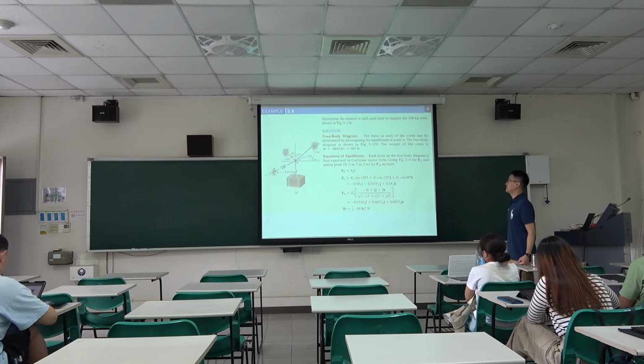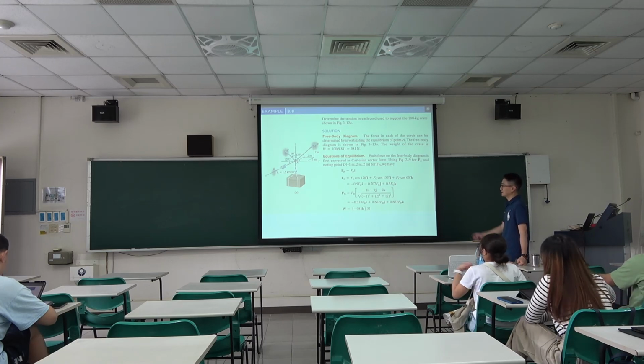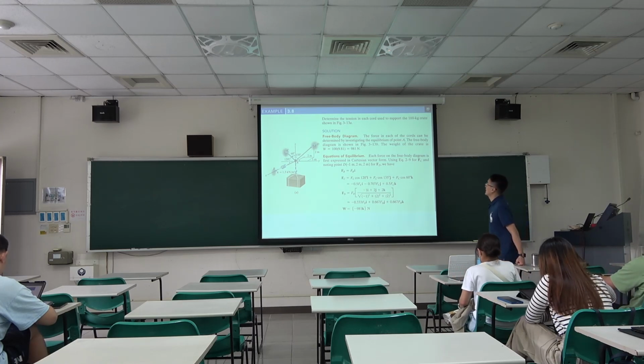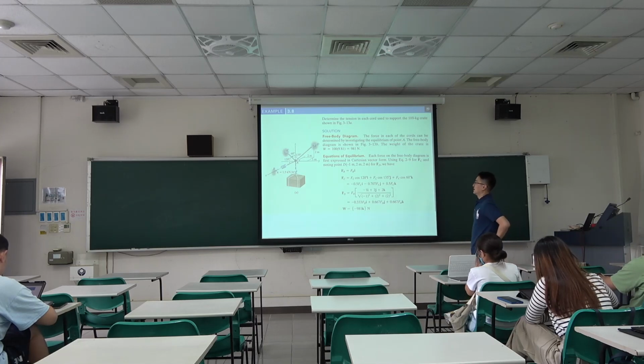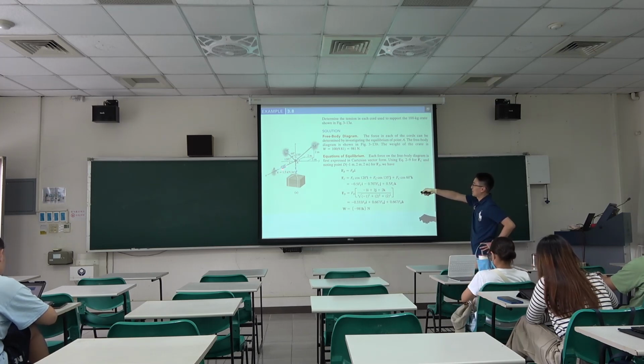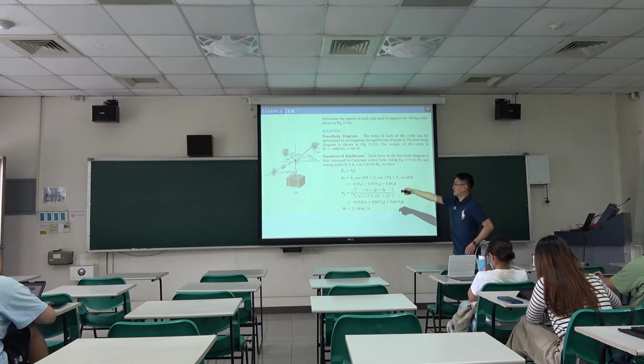Okay, next example. Determine the tension in each cord used to support a 100 kilogram crate. This one is 100 kilogram, and therefore we have to change the unit. From our observation, there are 2 cables and 1 spring. We can still rely on position vector to represent each one.